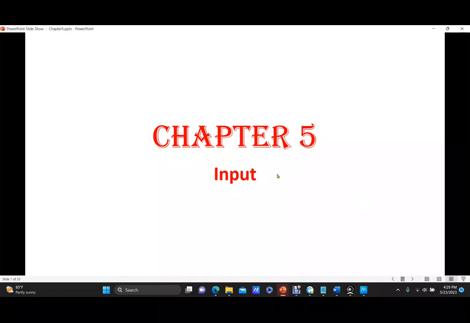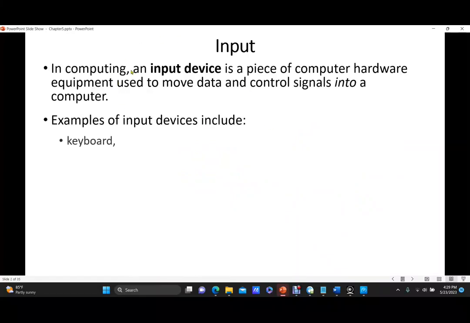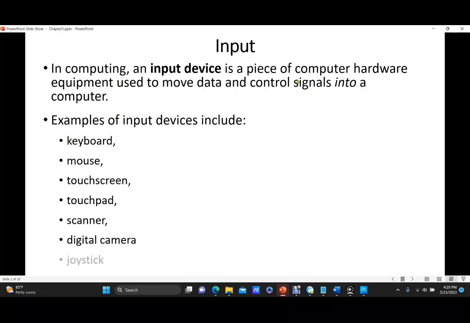Chapter 5, Input. An input device is a piece of hardware that moves data, control, information into the computer. Some of the common input devices are a keyboard, a mouse, a touch screen, touchpad, scanner, digital camera, and joystick.